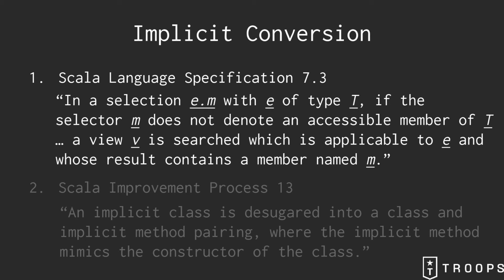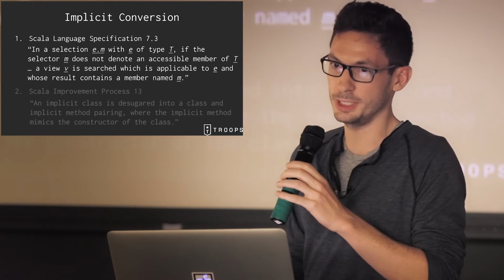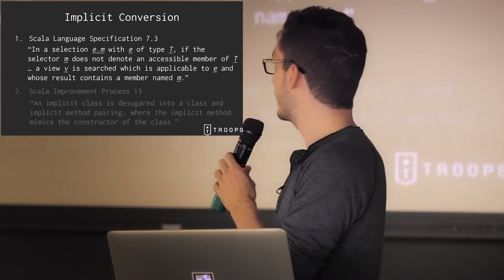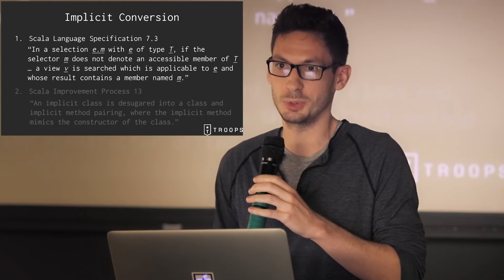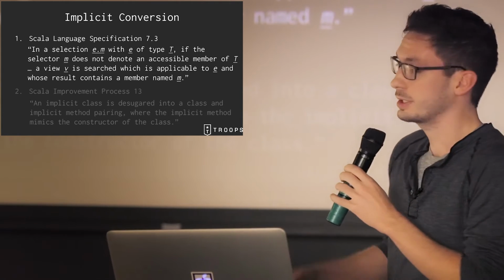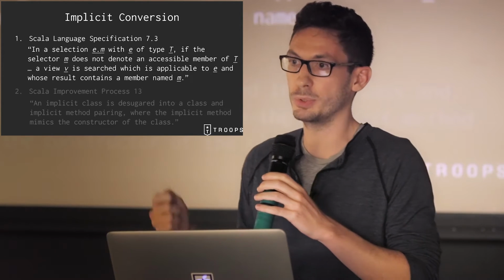So what is implicit conversion? We're looking at the Scala language specification right now, and I'm going to paraphrase this quote rather than read it to you. If we ever have e.m, we're selecting the member m of the element e, and e is of type T. If m is not accessible, doesn't exist is the most likely scenario, we're going to search for an implicit view that converts the e into some type that does have a member m.